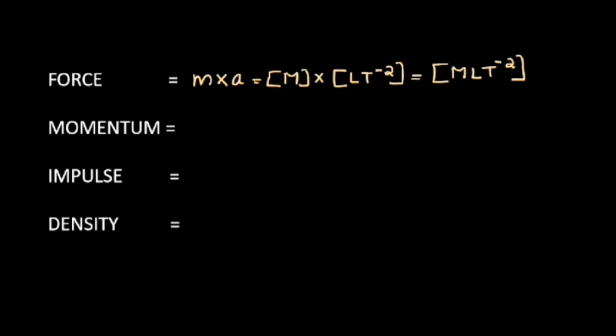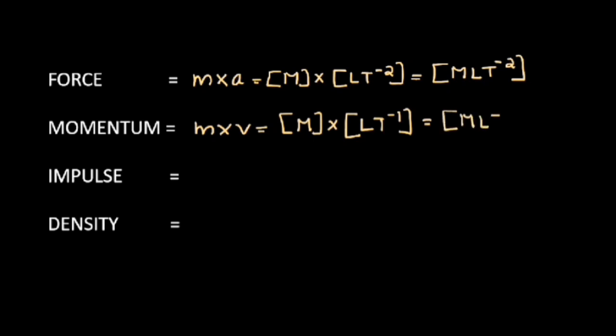The next one is momentum. The equation of momentum is mass into velocity. So the dimension of mass is capital M into, the dimension of velocity is L T raised to minus 1. On multiplying this, we get M L T raised to minus 1. So the dimension of momentum is M L T raised to minus 1.